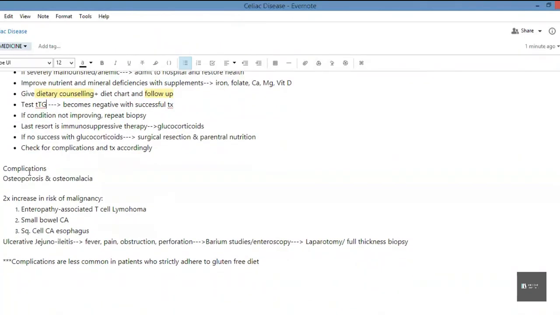Some of the important complications are osteoporosis and osteomalacia, especially in older patients and in postmenopausal women. These patients have a 2 times increased risk of malignancy, such as enteropathy-associated T-cell lymphomas, small bowel carcinoma, and squamous cell carcinoma of the esophagus. They may develop ulcerative ileitis, which presents with fever, pain. It may present with obstruction or perforation. In this case, we can perform barium studies or enteroscopy, or we may need to perform a laparotomy or a full thickness biopsy. Complications are less common in patients who strictly adhere to gluten-free diet, which is key in this case.